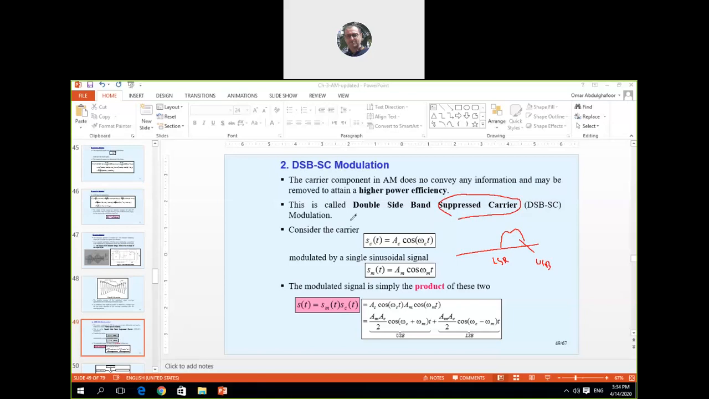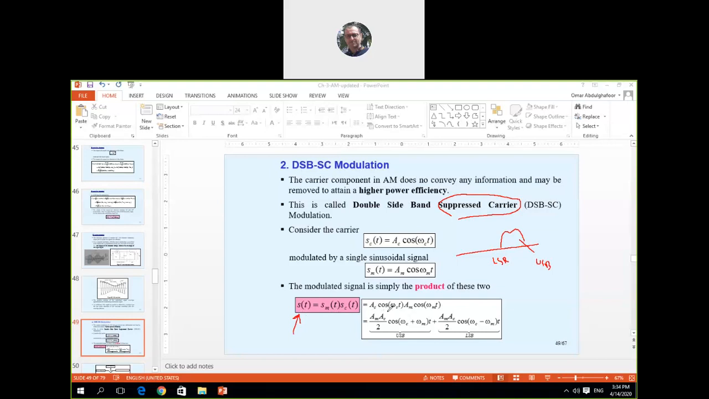For example, consider the carrier. This is the carrier signal, S sub C, C from carrier. This one is continuous time, we have the amplitude, cosine omega sub C T, and we modulate it by a sinusoidal signal, which is the modulating signal, S sub M equal to A sub M cosine omega M T. So what we need to do is the product of these two signals. You can see the modulated signal S of T is the modulating signal times the carrier signal.